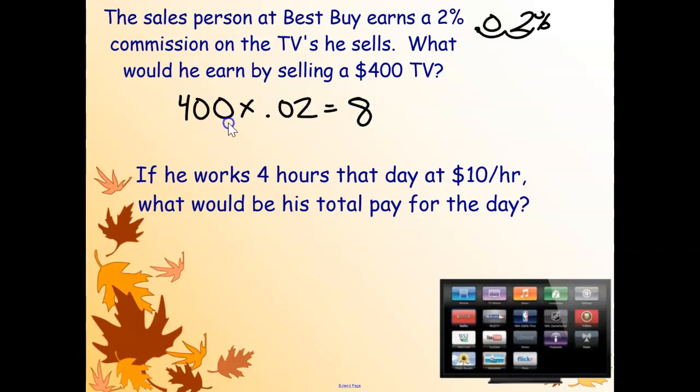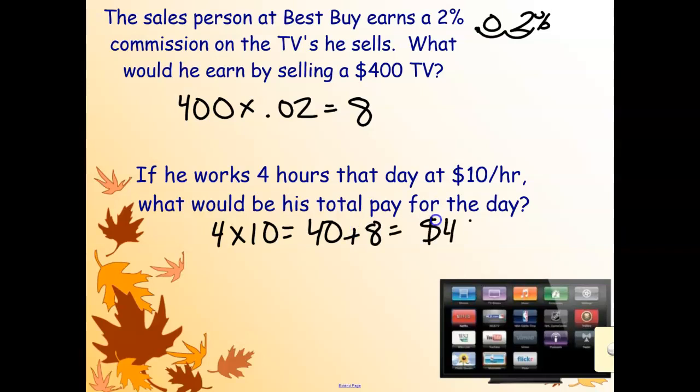You notice we're not adding it back onto the $400 TV because Best Buy is not going to give this guy $408 for selling a $400 TV. That would be crazy. But they will let him keep $8 of it. So if he works for 4 hours that day at $10 an hour, what would his total pay be for his shift? So you might see a problem like this though. So 4 hours times $10 an hour. So he's going to get $40 just for going to work. And then plus he's going to get $8 for selling that TV. And so at the end of the day, on his time card, he's going to be owed $48.